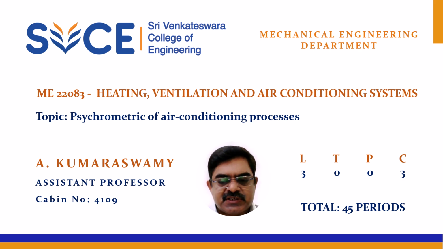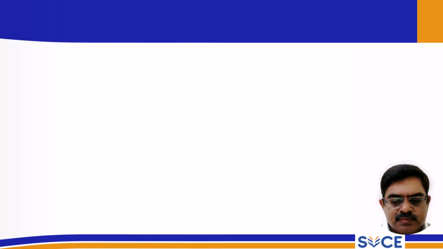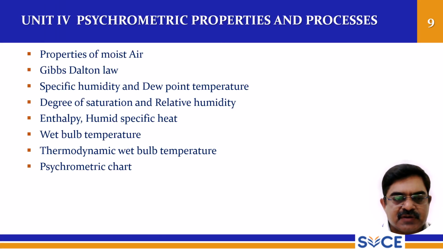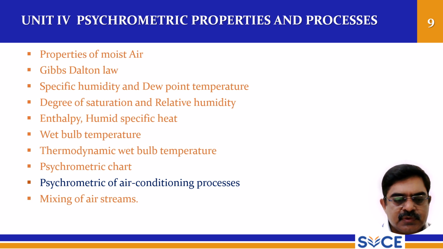As we discussed, these are all the topics we have seen. Now we are seeing psychrometric of air conditioning processes. In air conditioning processes, we have another process known as mixing of air streams. So this we are going to discuss in the next session.